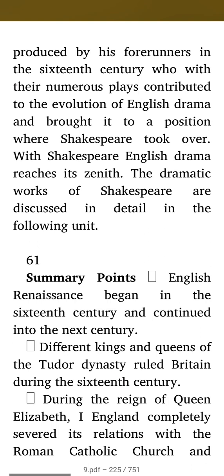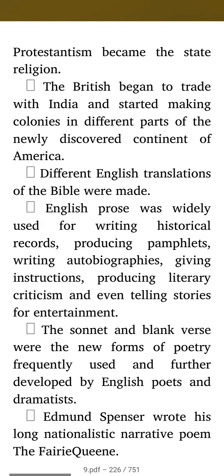Summary points. English Renaissance began in the 16th century and continued into the next century. Different kings and queens of the Tudor dynasty ruled Britain during the 16th century. During the reign of Queen Elizabeth I, England completely severed its relation with the Roman Catholic Church and Protestantism became the state religion. The British began to trade with India and started making colonies in different parts of the newly discovered continent of America. Different English translations of the Bible were made.